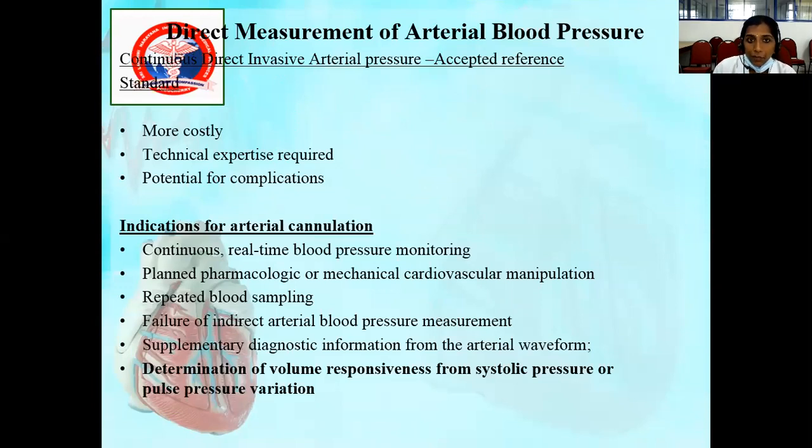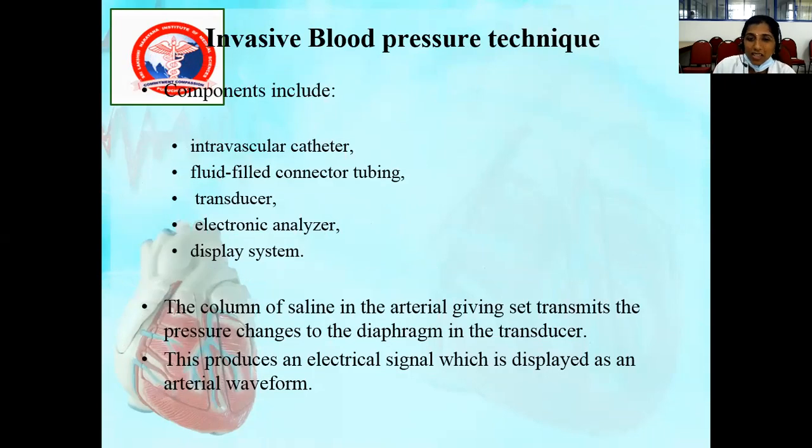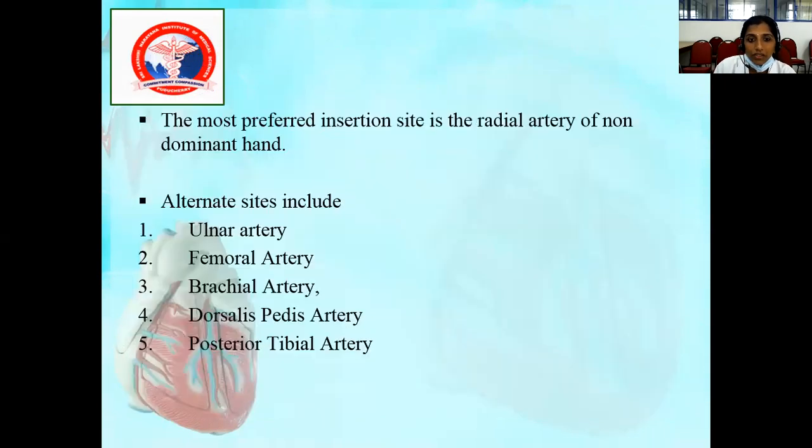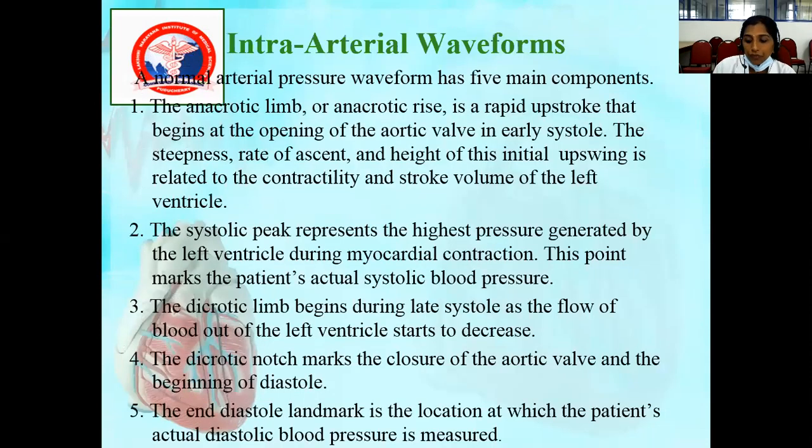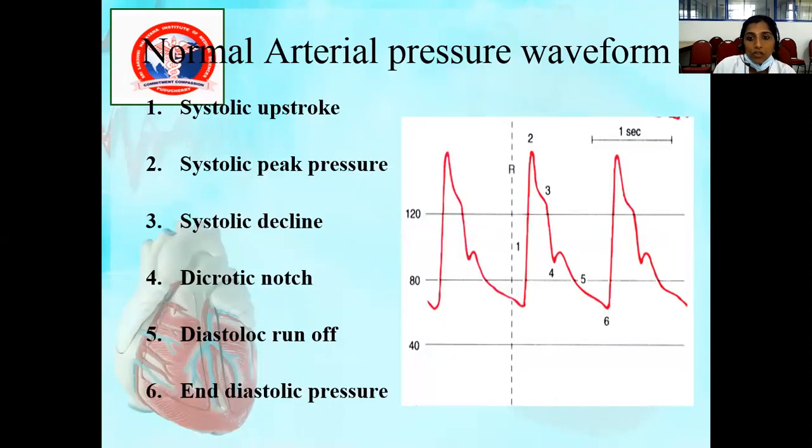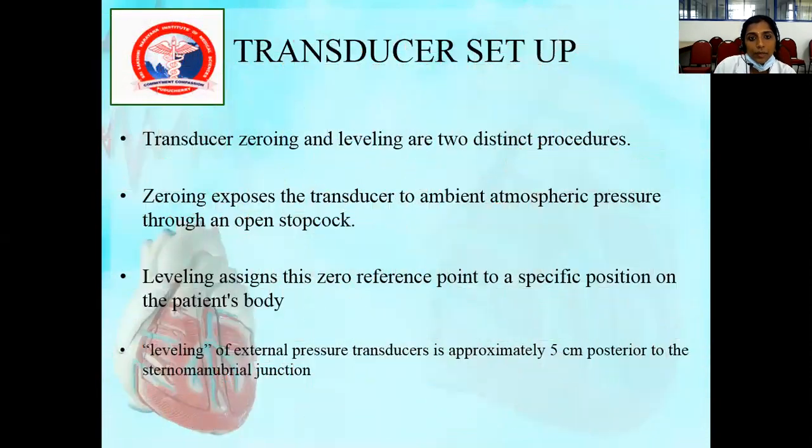Then we have direct measurement of arterial blood pressure. Basically, we put an invasive arterial line, and from that we plot the graph and can read the blood pressure. This is done mainly for advanced cardiac surgeries. This is the waveform, so we'll skip this part.